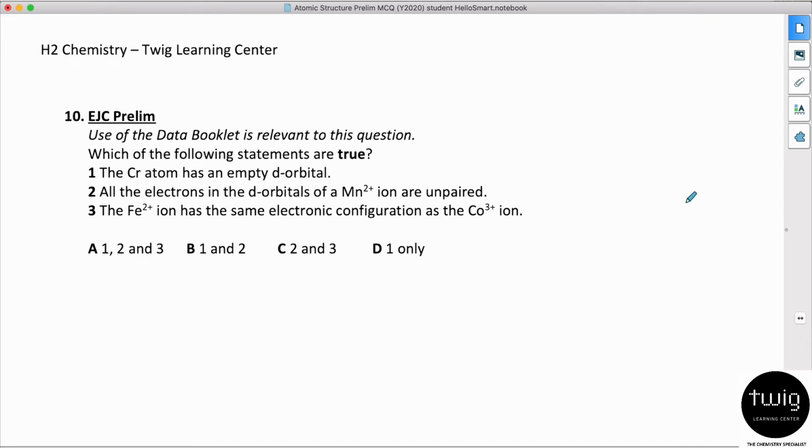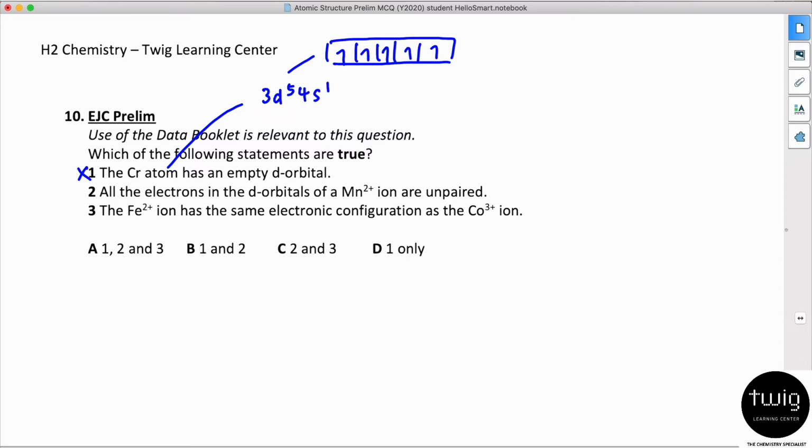Okay, let's look at question 10. Use of the data booklet is relevant to this question. So chromium atom again, the configuration is 3d5 4s1. They say chromium atom has an empty d orbital. It's not true because 3d5 looks like this: 1, 2, 3, 4, 5. So it doesn't have an empty d orbital. So this is out.